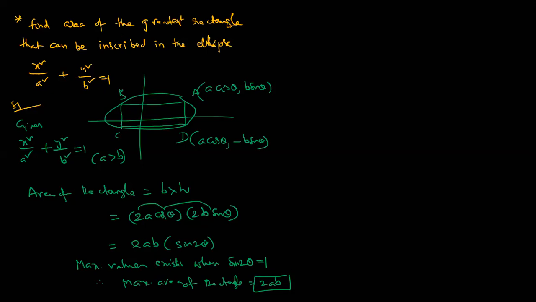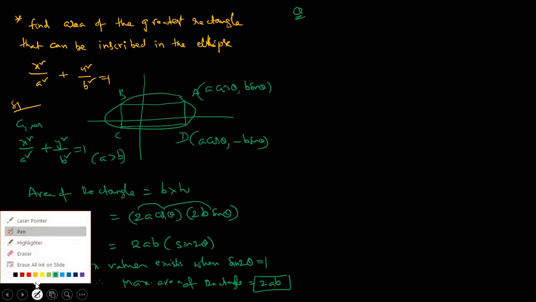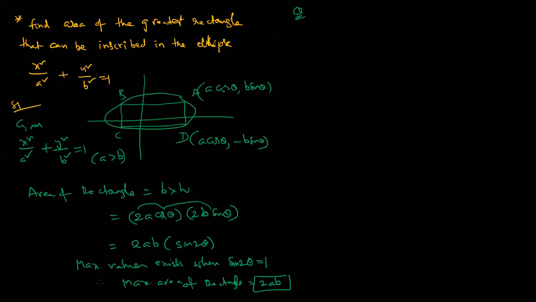So next time, when I ask to find the area of the greatest rectangle that can be inscribed in the ellipse x square by 9 plus y square by 4 is equal to 1, what is your answer? Yes, good. These types of observations are very important. If anyone forgets the formula, you can remember the procedure also. Fine.